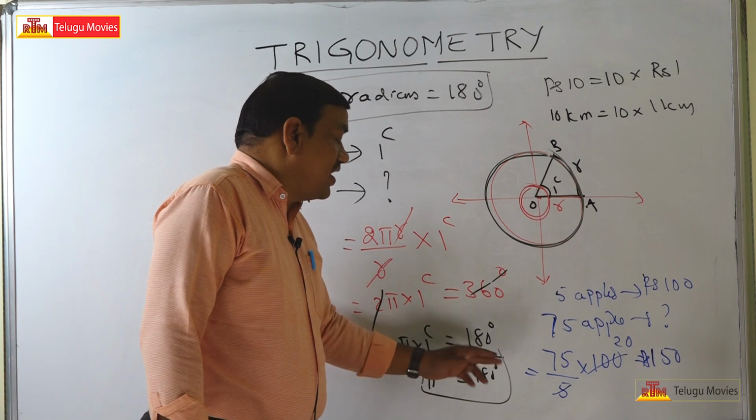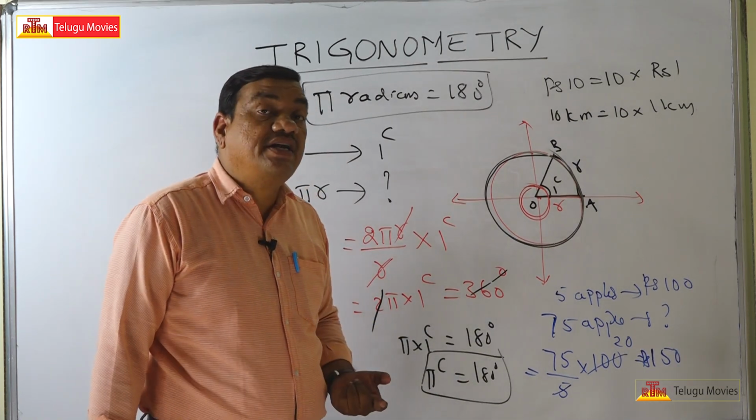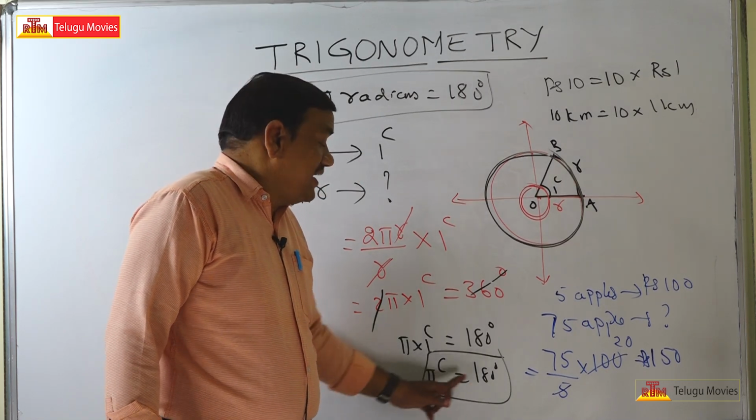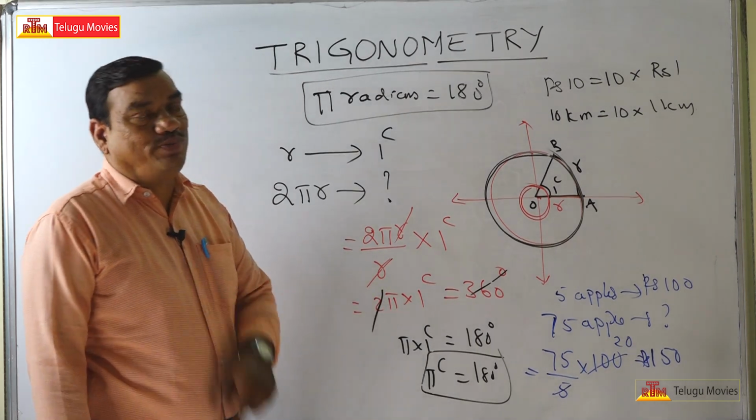Pi into 1 radian is equal to 180 degrees. Therefore, pi into 1 radian means pi radians. Now it is pi radians. Pi radians is equal to 180 degrees, whereas here pi is 22 by 7.